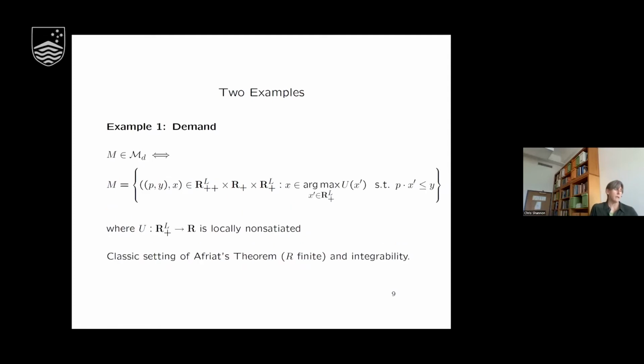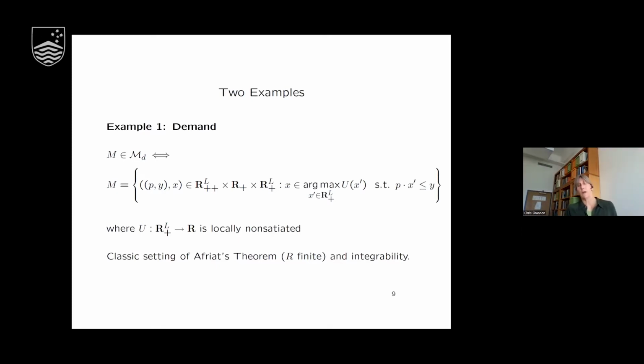The models are just sets that correspond to graphs of demand correspondences that would be generated by some locally non-satiated preferences, or some locally non-satiated utility function, the way that I've written it here. So that's what the big displayed expression says. A model in this case is exactly that: the graph of the demand correspondence for some locally non-satiated utility function. That's a way to think about the classic setting for Afriat's theorem.